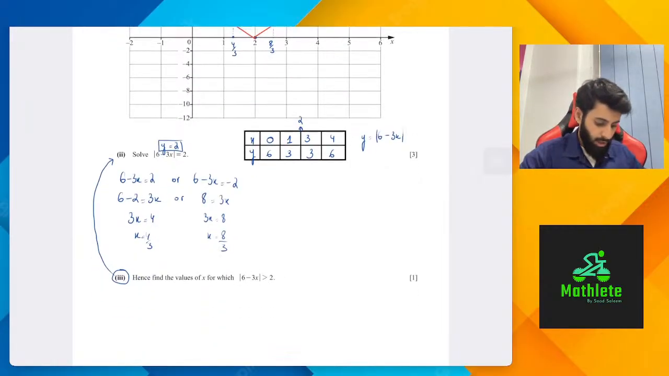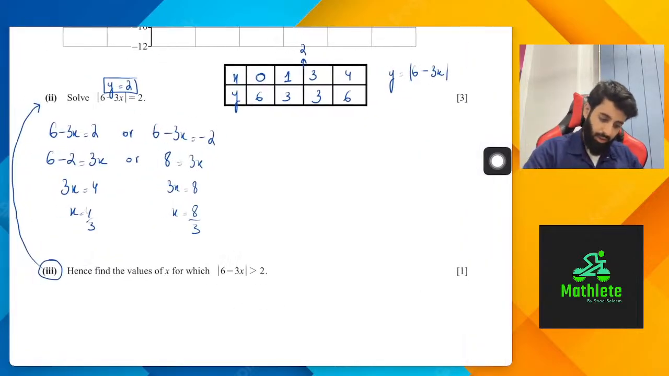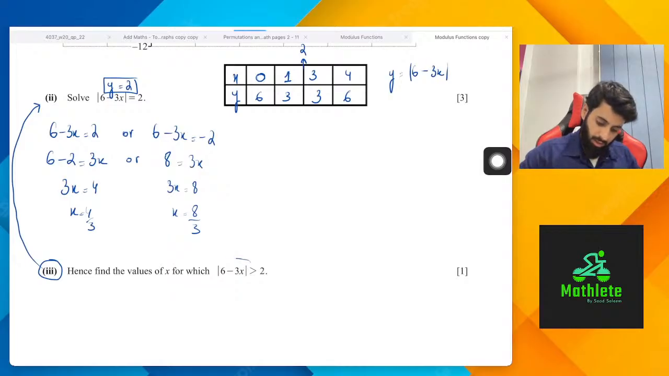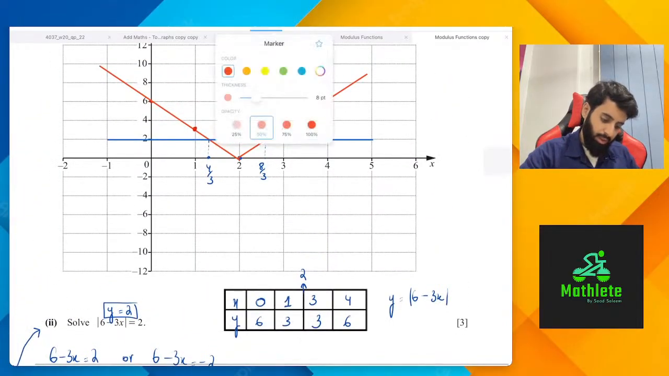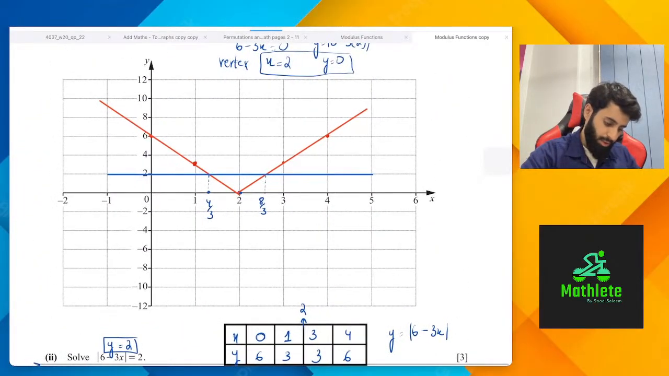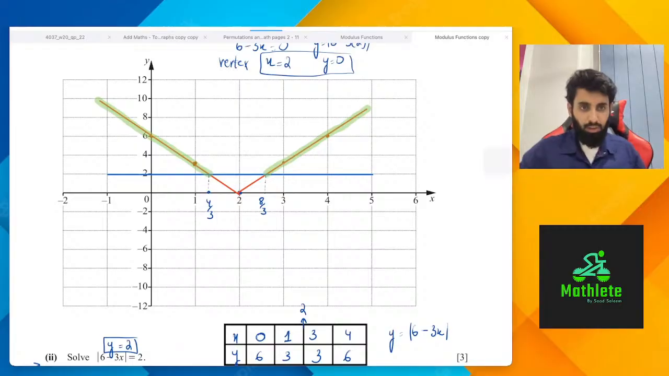Why? How do we know that? Because 6 minus 3x is the absolute function, and we want our graph to be above the horizontal line. So I'll write here that you want this to be above y is equal to 2. Now let's highlight the part where our absolute graph is above. This is one region, and this is another region. Can you tell me what the final answer will be?